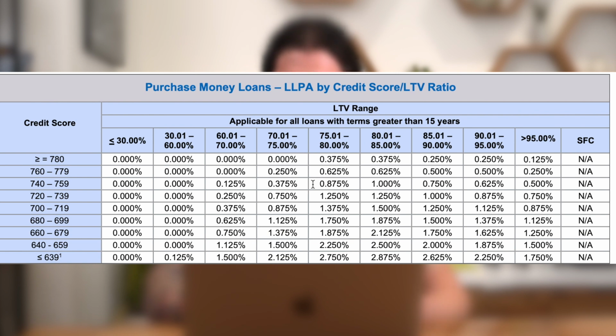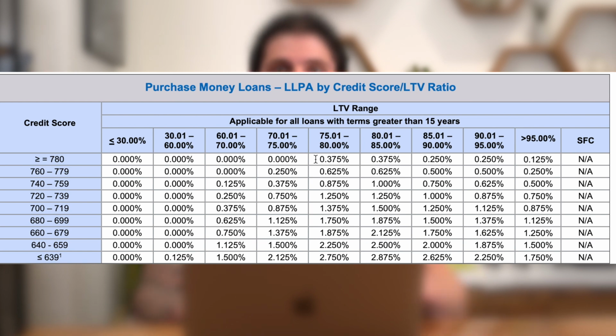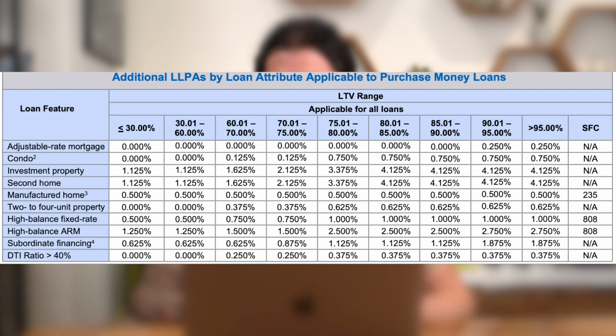Back to this other grid, you can see it goes from 0.875 of an adjustment to 0.375. So it's a half of a point better if you have a 780 credit score versus 740. And the other part of it is the debt to income ratio. There's now a 0.375 hit for having a debt to income ratio over 40%.